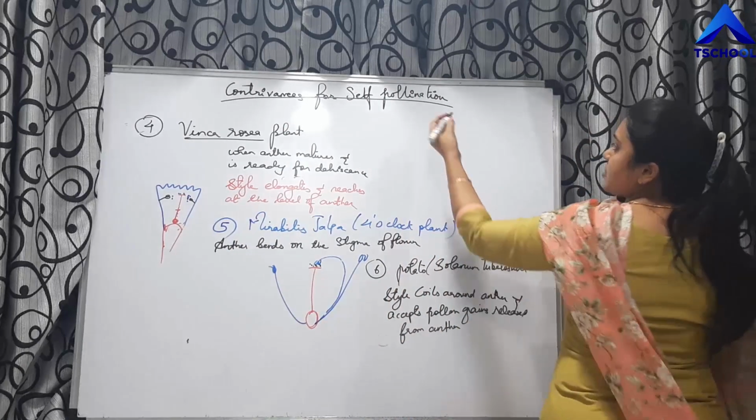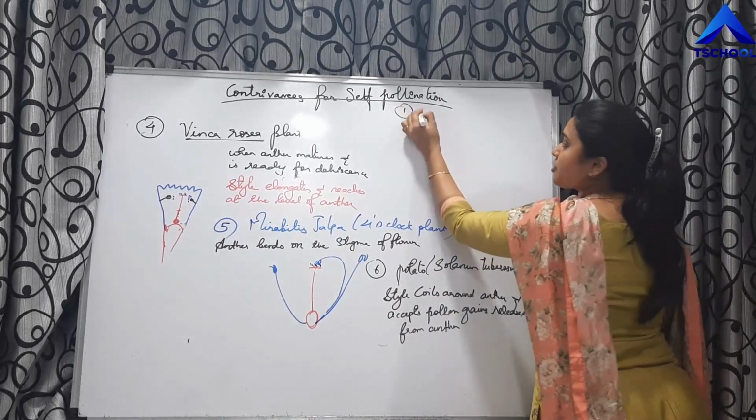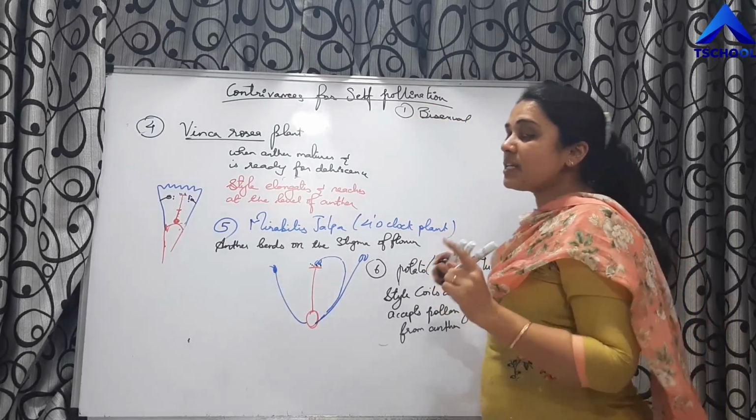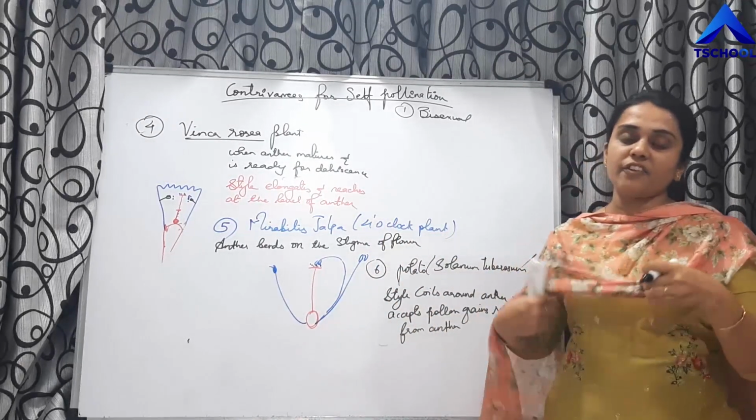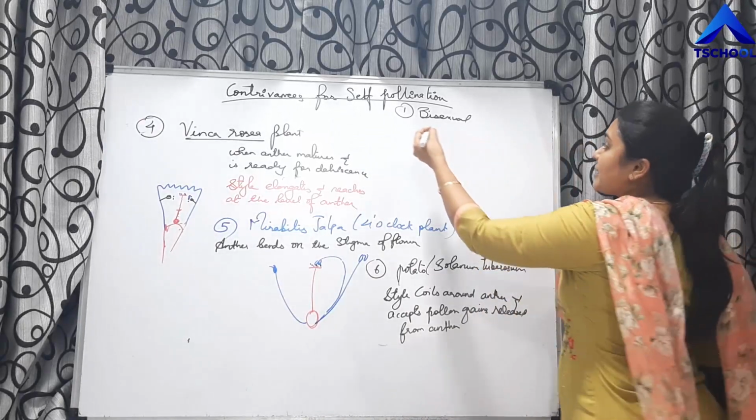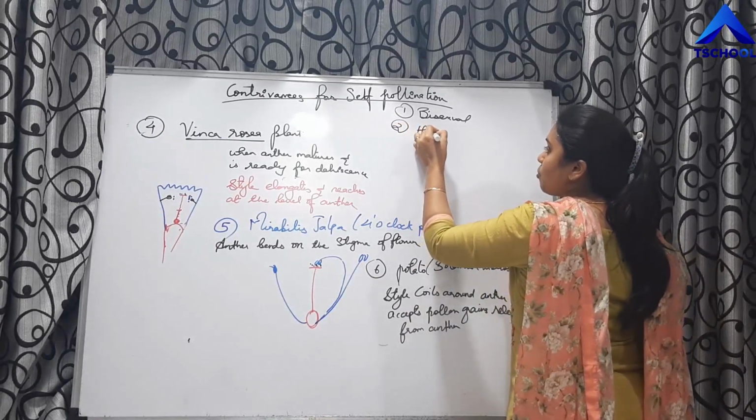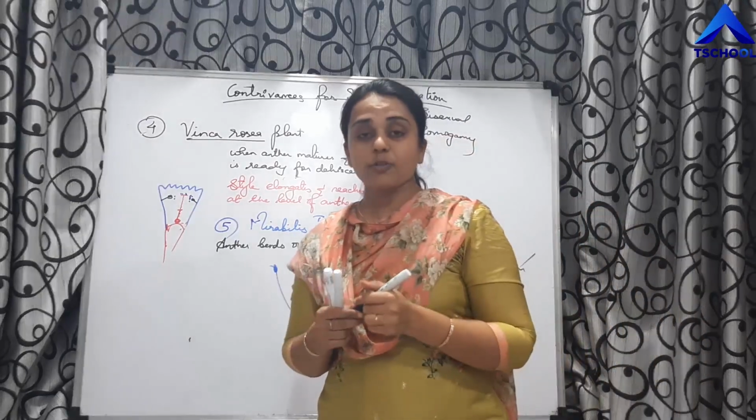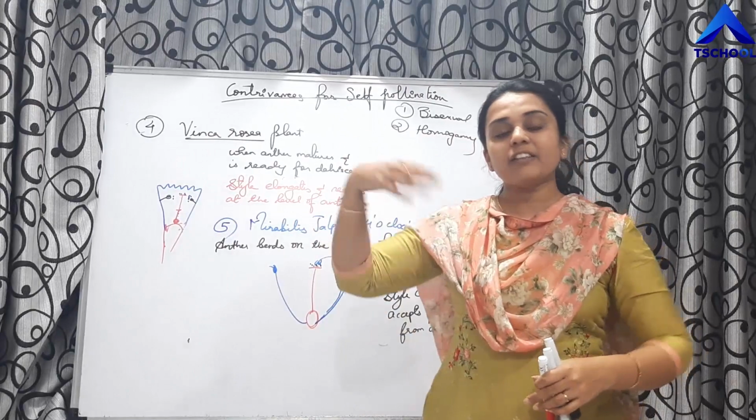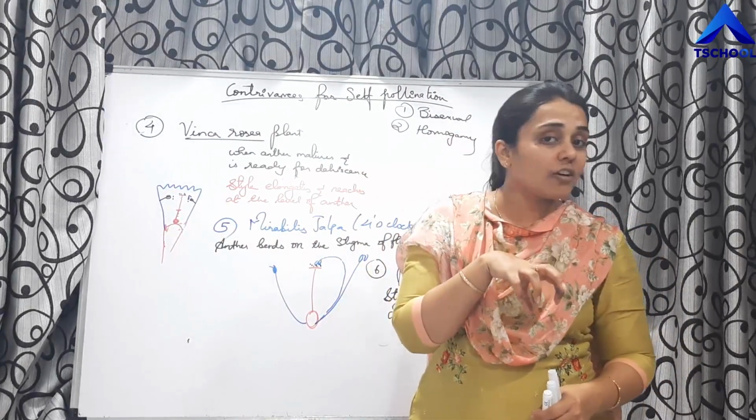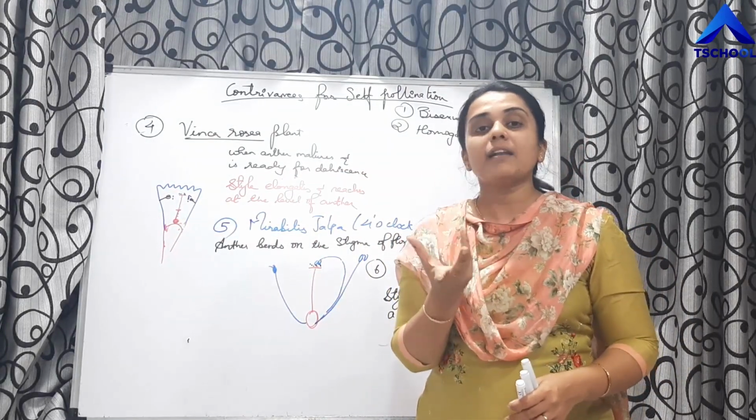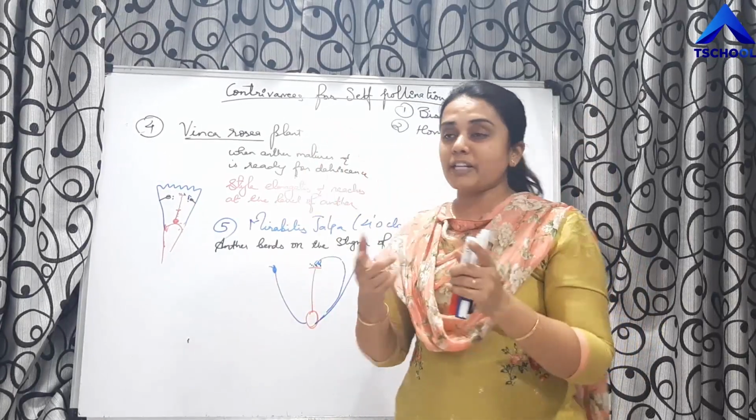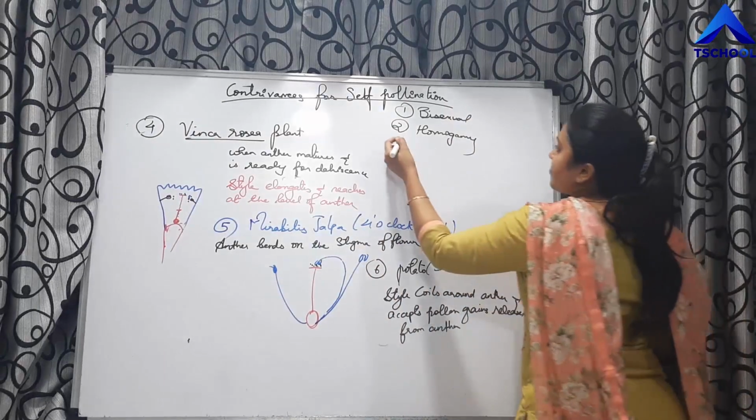Which are those adaptations? Number 1, the flower should be bisexual or hermaphrodite, which means the flower should possess both male and female reproductive parts. Then second adaptation, homogamy, which means male and female reproductive parts should mature at the same time. If anther matures first, then the style is not ready to receive. If style matures first, then anther is not ready for the release of pollen grains. So both should mature at the same time.